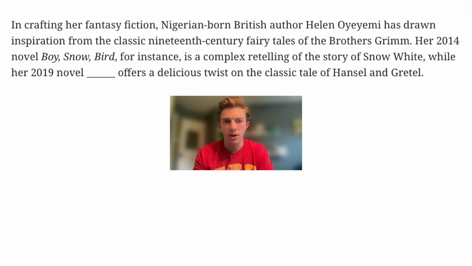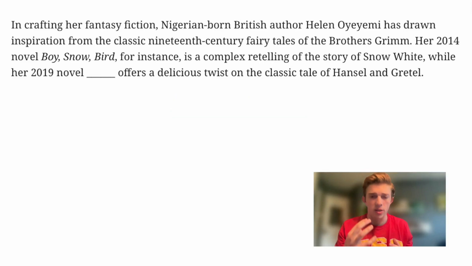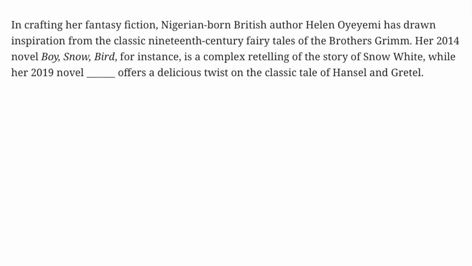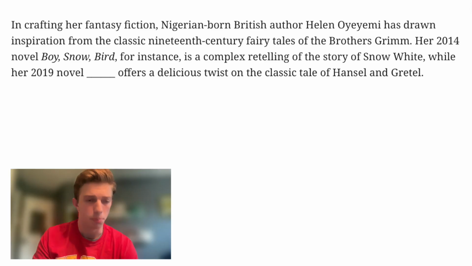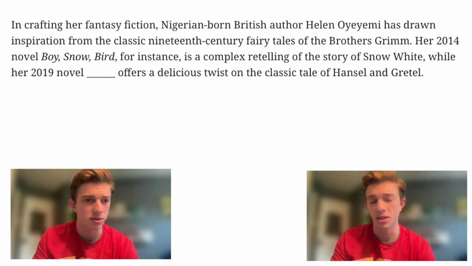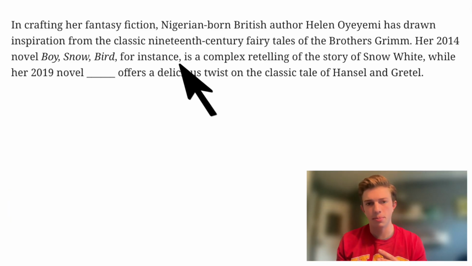But how do we know whether or not to put a comma in here? It's a little bit hard to tell based on what is just here alone and trying to read, while her 2019 novel, Gingerbread, comma or not, offers a delicious twist on the classic tale Hansel and Gretel. It's not necessarily super clear which one to do. And many test takers here would assume that we need a comma because Boy, Snow, Bird, for instance, has a bunch of commas, and so we should then put another comma, right? But here is the trick.